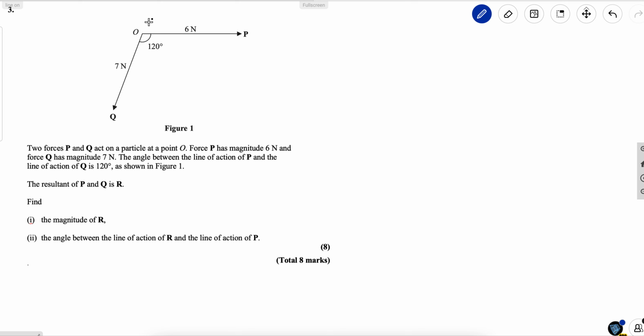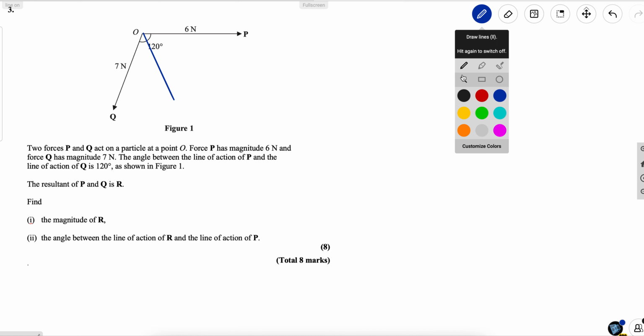Question 3. I can see reading through here that everything's marked on the diagram already. The resultant of P and Q is R, so I'm just going to mark that on the diagram. The resultant will be heading in this direction because it's being pulled here and here, and 7 is slightly greater, so it will be going slightly more down to there. So that's R.